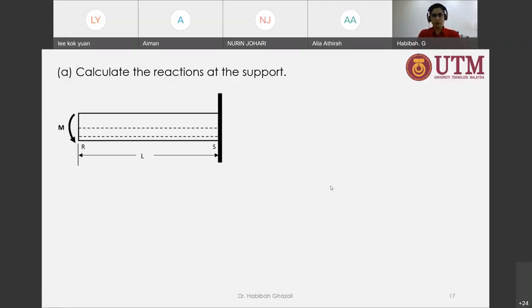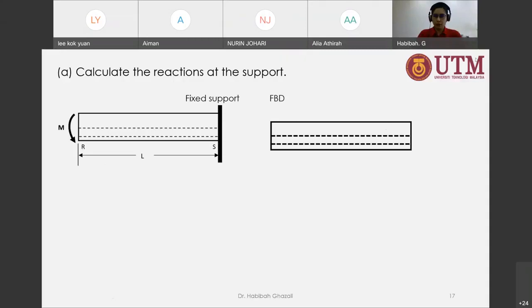We draw the free body diagram. Very good. So we draw the free body diagram. Take that beam, separate it from the rest of the world, and draw its free body diagram. We know that this is a fixed support, so the fixed support reaction will prevent it from moving in the X and Y directions, and also prevent it from rotating.